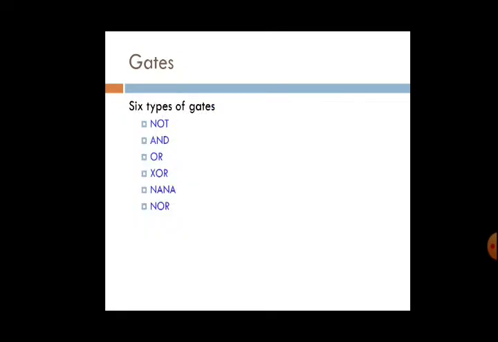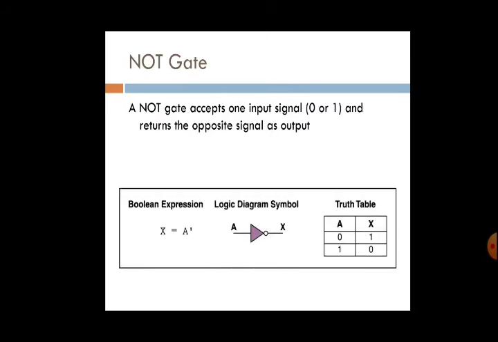See, there are 6 types of gate. First one is NOT gate. Second one is AND gate. Third one is OR gate. Fourth one is XOR gate. Fifth one is NAND gate. It's called NAND, N-A-N-D, NAND gate. And last one is NOR gate. So there are 6 types of gate. Let us see the first type of gate, which is NOT gate.